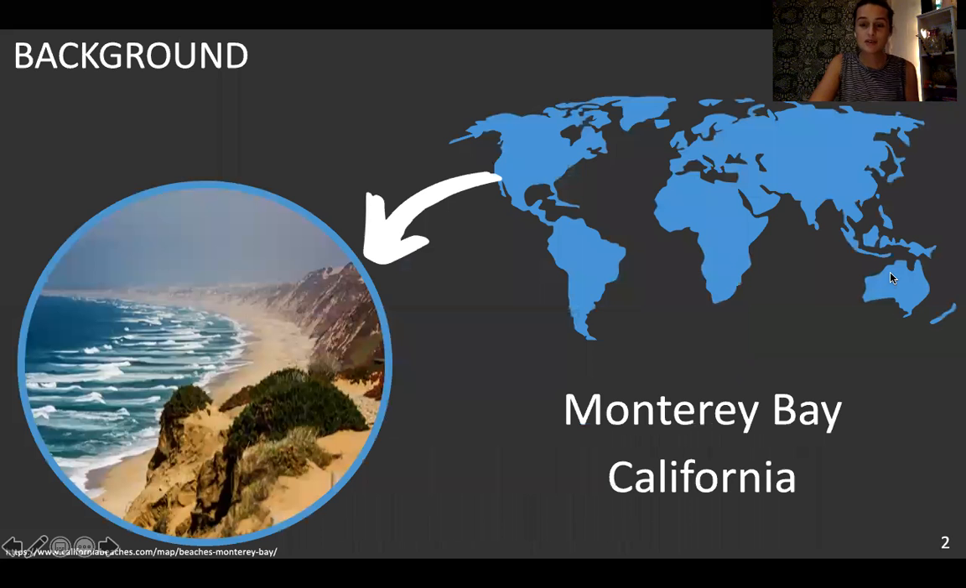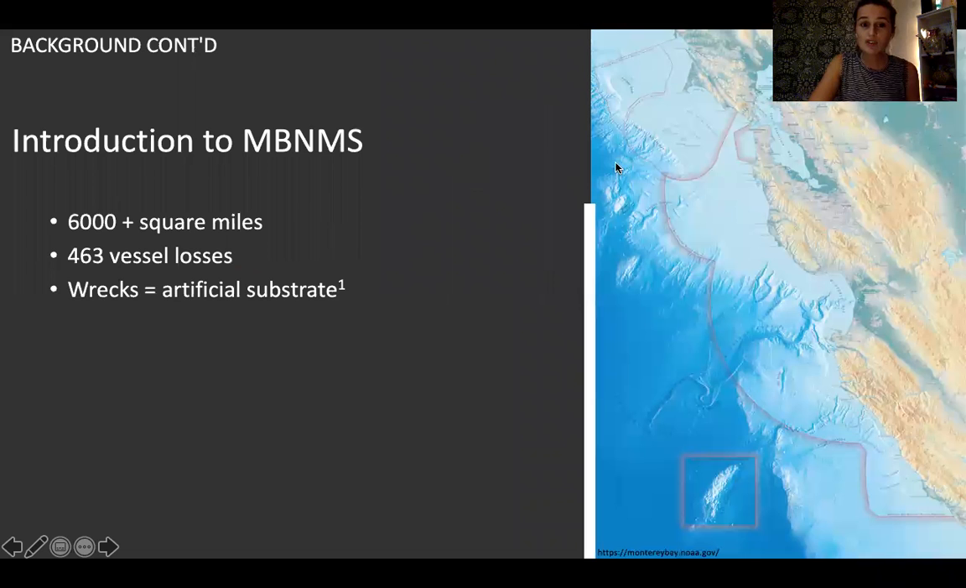I want to take you to Monterey Bay, California. Monterey Bay is home to the Monterey Bay National Marine Sanctuary. Established in 1992, it has over 6,000 square miles of ocean and is one of the nation's largest marine sanctuaries. It has over 400 vessel losses, and these are called maritime heritage sites, and they're dedicated due to their historical, cultural, or archaeological significance. The staff of the sanctuary is tasked with monitoring these sites, knowing their status, if they're deteriorating, if they're damaged, and what grows on them, as well as doing public outreach.